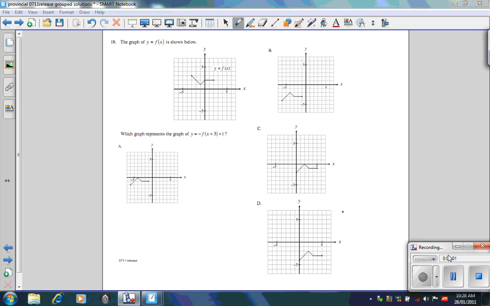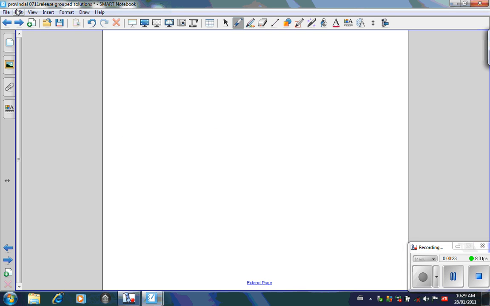Here we've got a transformation. We're starting off with our original graph, and this is our transformation here. Now the tendency is to look at this and say, oh, this negative does something, and this plus 3 does something, and this plus 1 is with the x, so it must be a transformation in the x. Let's just get a little bit of space here and find out what's really going on.